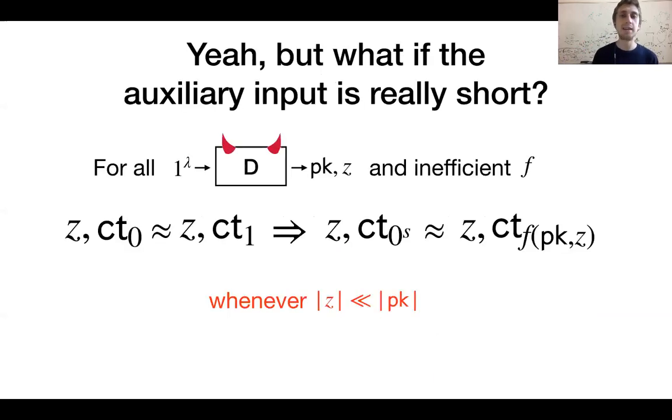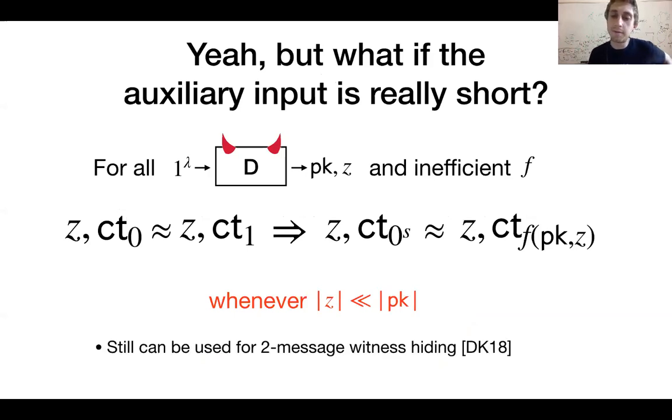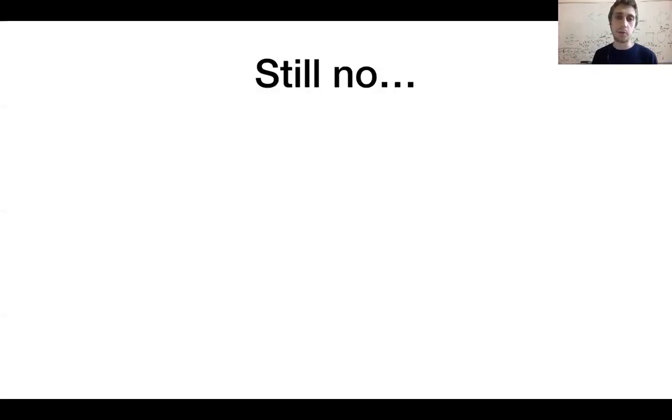Okay, but the auxiliary input here contains this large obfuscated circuit, which is probably very complicated. So what if we change the definition to have the exact same thing, but require that the size of the auxiliary input is much smaller than the size of the public key? In fact, the work by Deshpande and Kalai in 2018 showed that even this kind of restricted form can be used for two-message witness hiding. Unfortunately, the answer is still no.